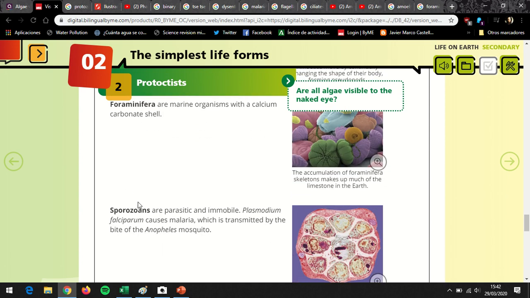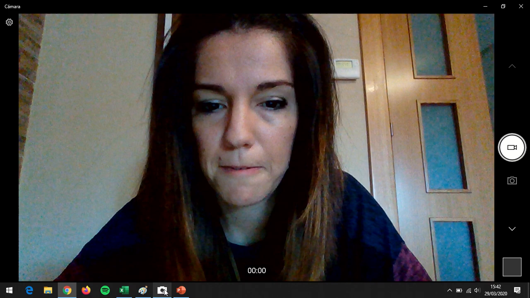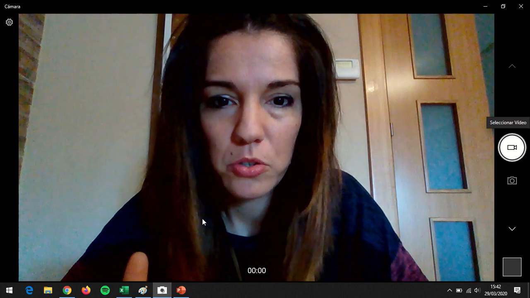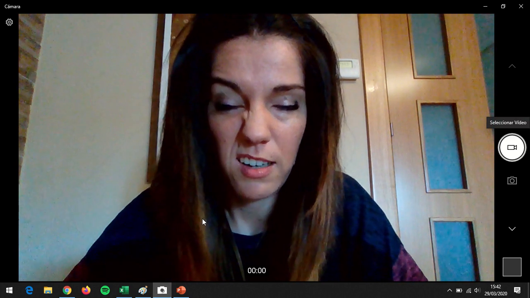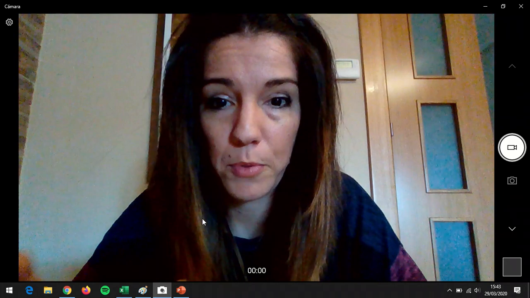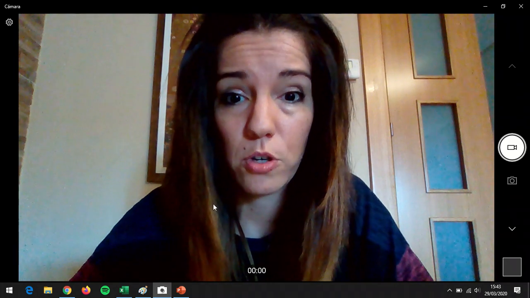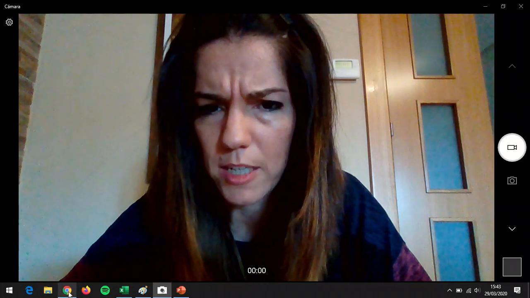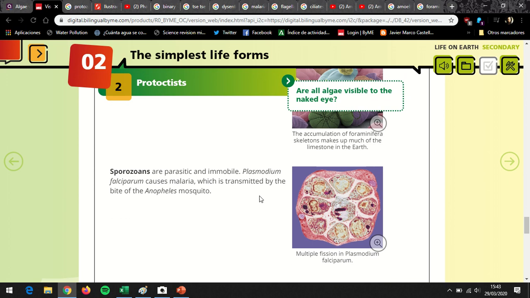And finally, we have sporozoans. These ones are always parasitic and they are immobile. They cannot move, okay? I'm not going to show you a picture of them because they don't really have anything special, but just remember that, for example, in the case of the protozoa causing malaria, Plasmodium malariensis or Plasmodium falciparum, as you have here, this is the type that they belong to.